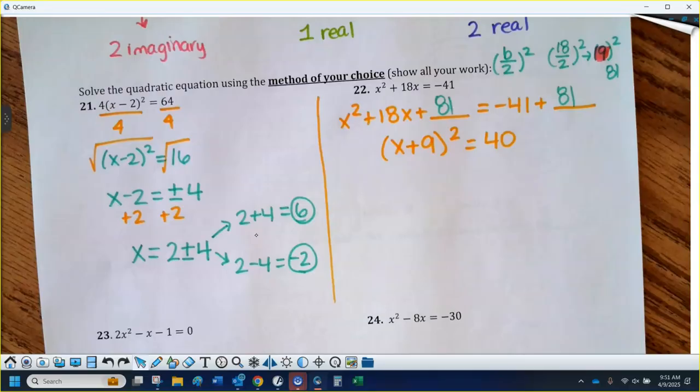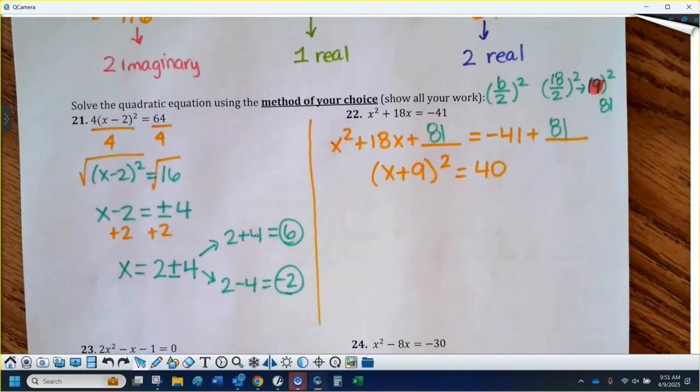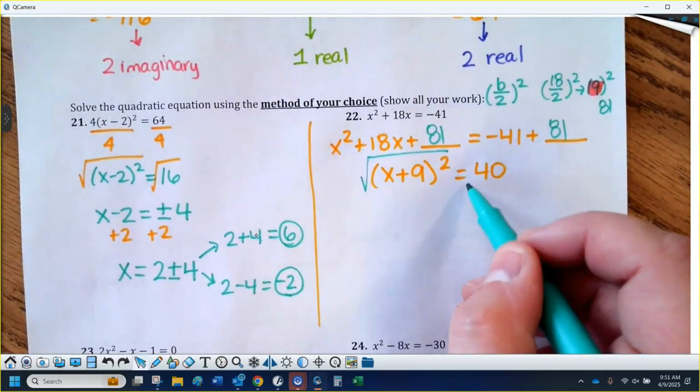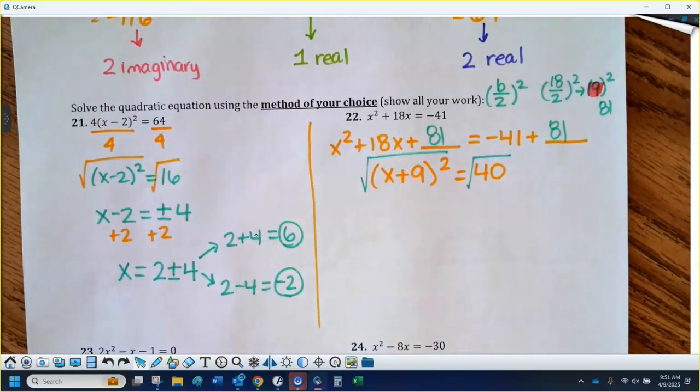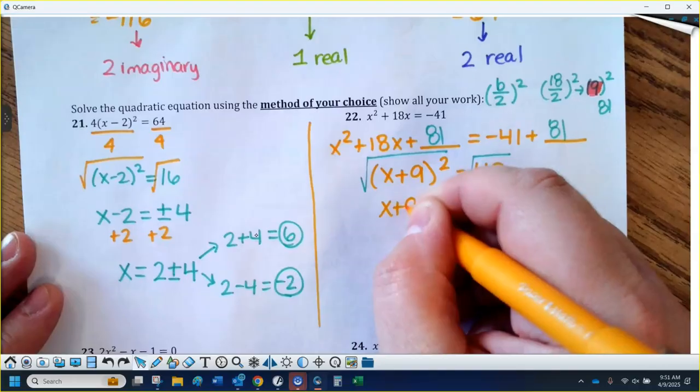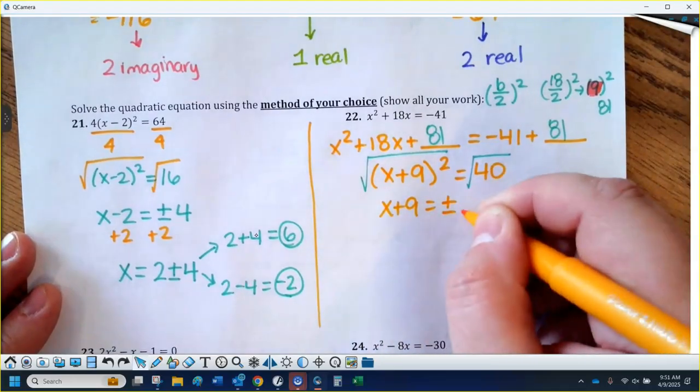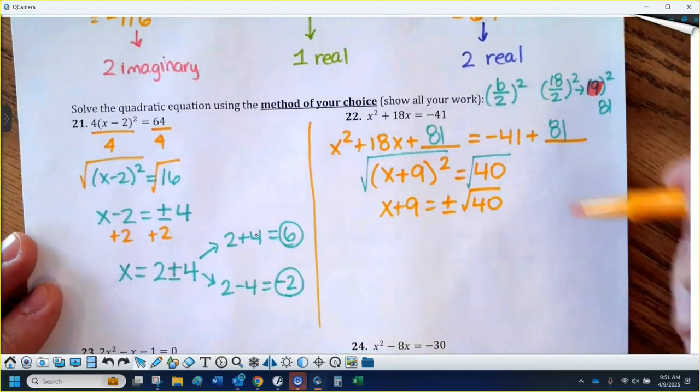Now this literally turns into the problem we just did, because I got something with parentheses squared, and we can cancel it out by taking a square root. The tricky thing about this problem that I didn't have on the last one: on the last problem, I took the square root of 16, and that was a nice number. 40 is not a perfect square, so we'll have to do a little work to break that down. So I get x plus 9 equals plus or minus the square root of 40.